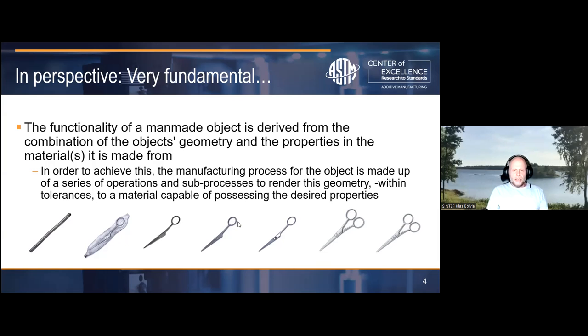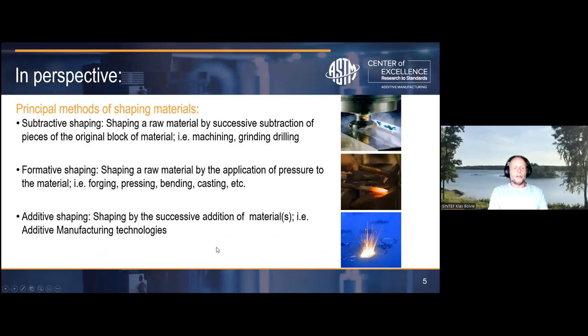And going into it, there are only three principal methods for shaping materials. You have subtractive shaping. You have a raw block of material, a workpiece, and you remove pieces, chips, grains, and dust from it, such as machining, grinding, drilling, EDM, electric discharge machining, laser cutting, laser ablation.